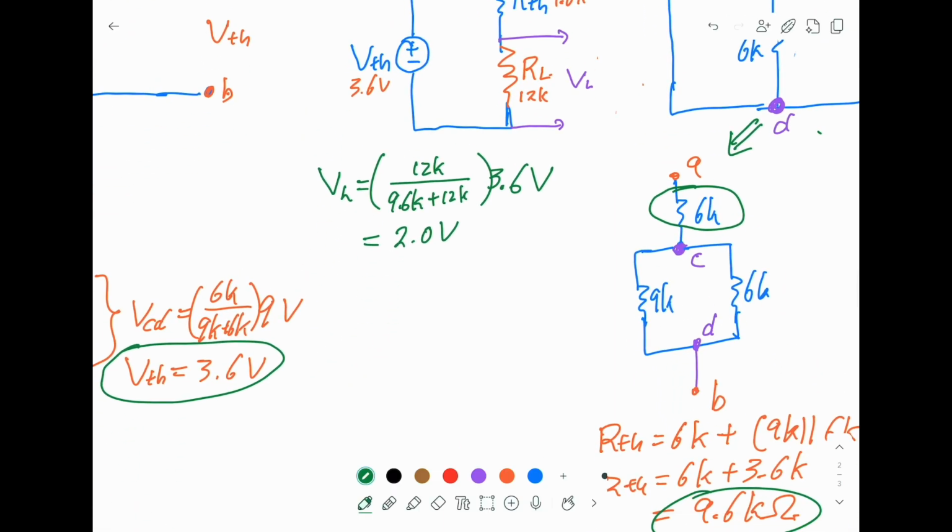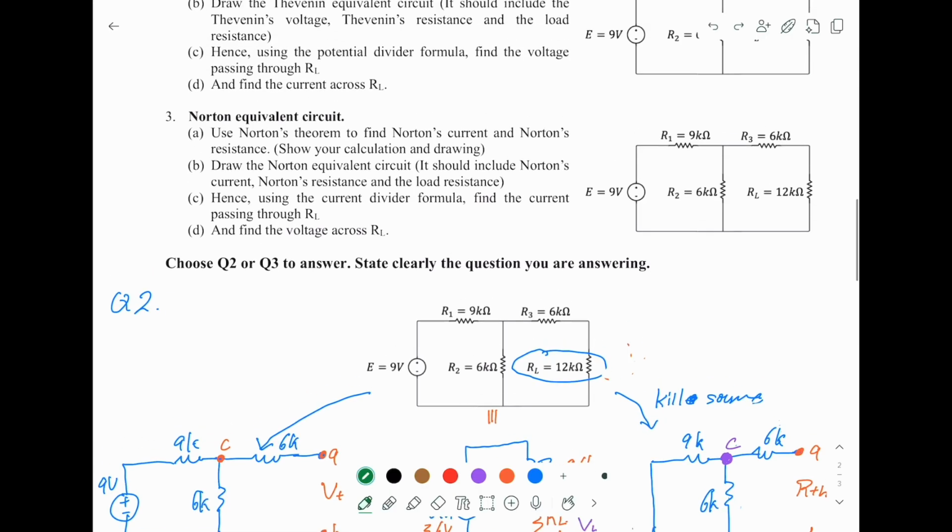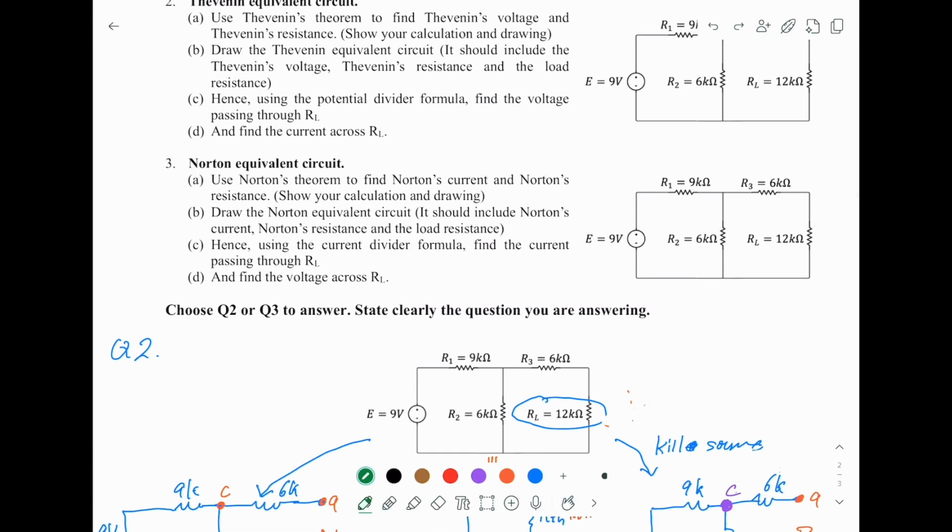The current here, we can just use Ohm's law, V equal to, and this is 2.0 volt, and this is 12k ohm, and so you will get 0.167 milliampere. Next, we want to solve this problem with the Norton equivalent circuit method.